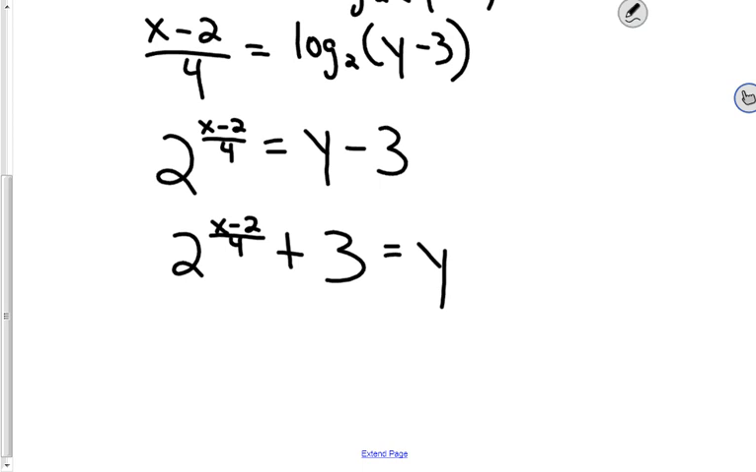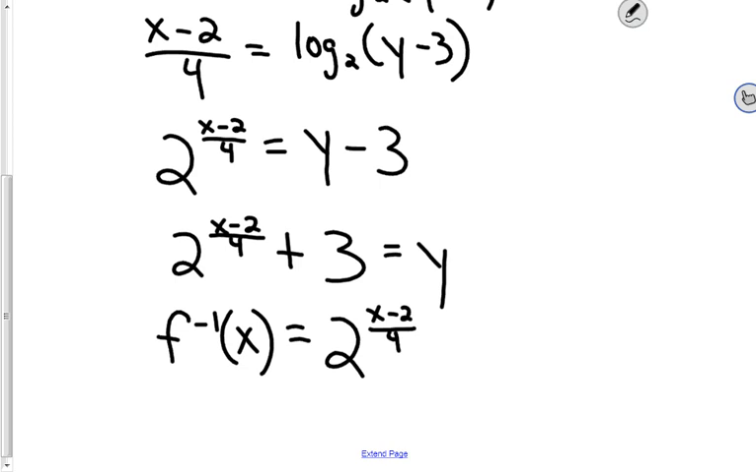And if I want to write it in function notation, I'll replace the y with f inverse of x. So I could write this, the inverse of f of x equals 2 to the x minus 2 over 4 plus 3.